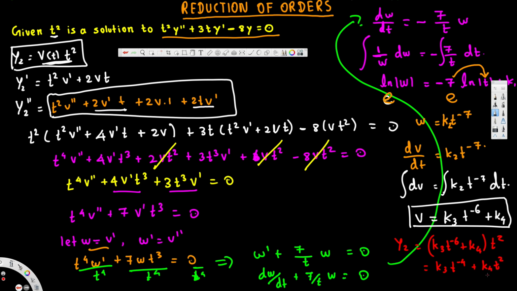One of the solutions is given already. That is in the question. This is the new solution we found by doing this reduction of order. t to the power minus 4 is the new solution. So finally we can write the general solution of the differential equation: y is equal to c1 t square plus c2 t to the power minus 4, and that's going to be the general solution of the given differential equation.